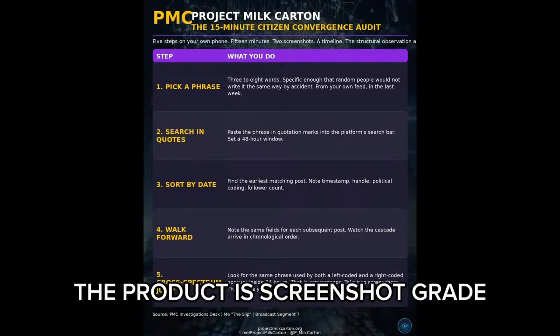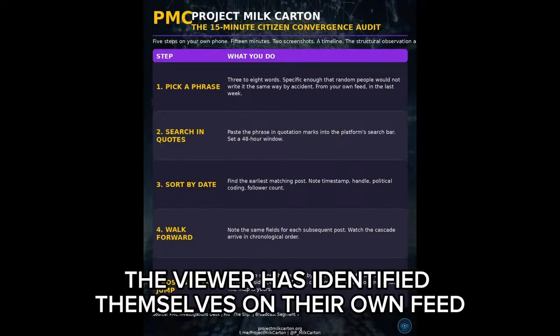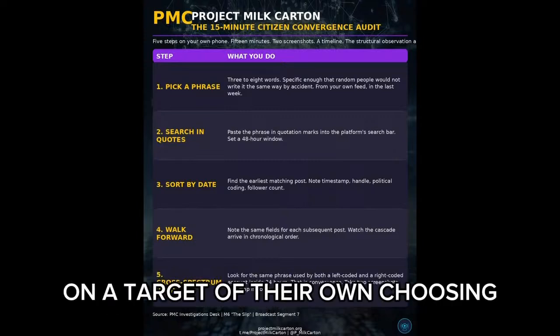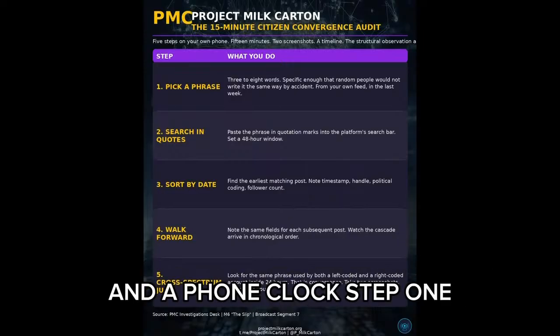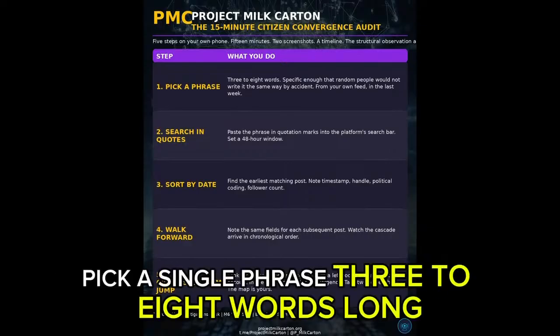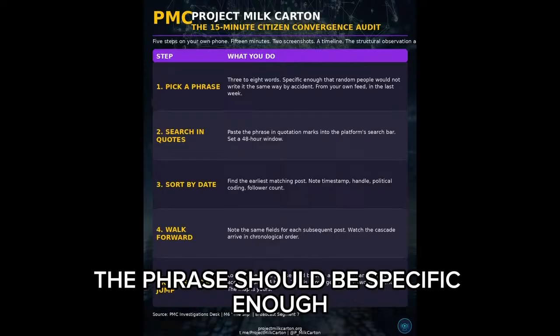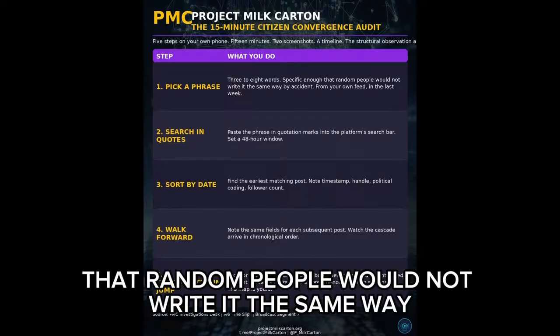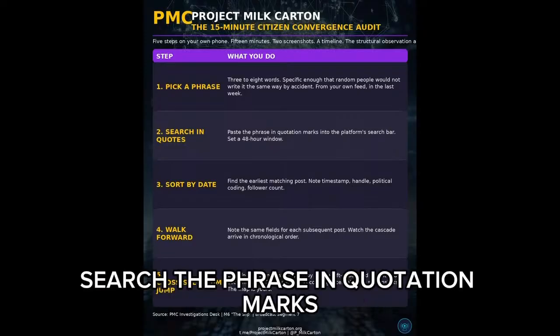The product is screenshot-grade evidence of a convergence event the viewer has identified themselves, on their own feed, on a target of their own choosing, using nothing but public platform tools and a phone clock. Step 1. Pick a phrase. From the last week of your own feed, pick a single phrase, 3 to 8 words long, that you remember encountering more than twice. The phrase should be specific enough that random people would not write it the same way by accident.